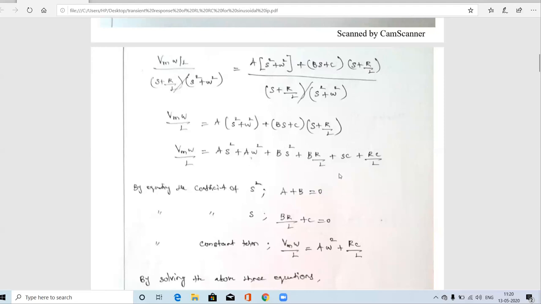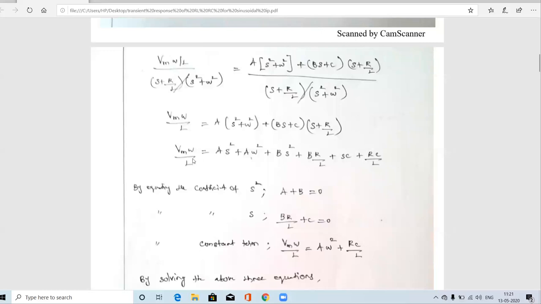Similarly, check these two things: s into c, and another one, s b r. Here an s should come. I missed an s here. If you multiply this bs with r by l, we will get one s here. I forgot to write s here, so just write one s. So these two terms are the coefficient of s. Similarly, a omega squared and rc by l, these two values are constants. There is no s term or s square term, only a constant.